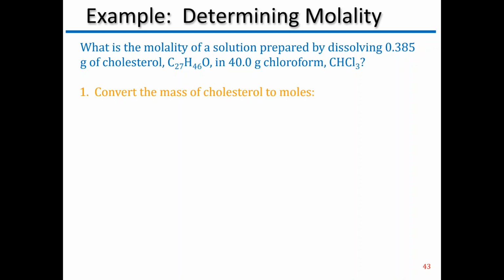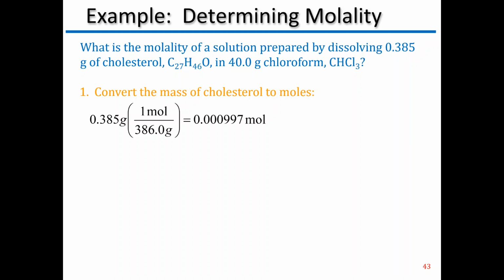So if we remember correctly, we need a couple things for molality. We need moles, and we need kilograms of solvent. Okay, so moles of solute, kilograms of solvent. So the first thing, let's just convert the mass of cholesterol to moles, because that's what we need. Okay, they give us a chemical formula here, so we have to convert that chemical formula to a molar mass. Okay, so 386 is our molar mass. Okay, so take your 0.385 grams of cholesterol, divide by the molar mass to get to moles.